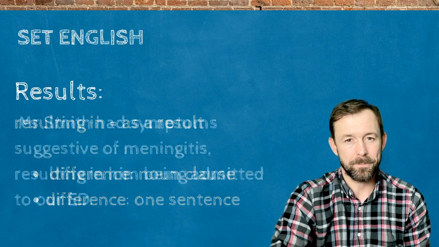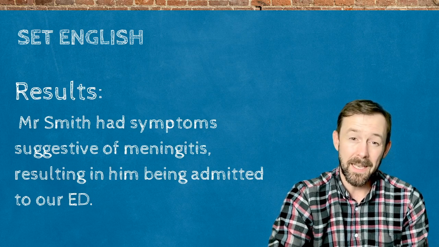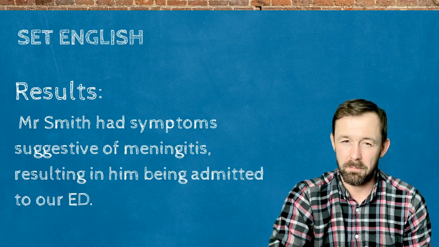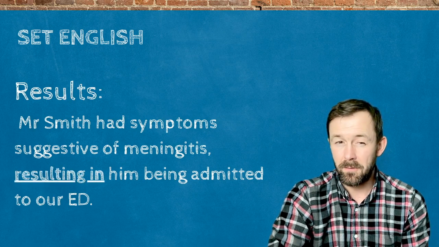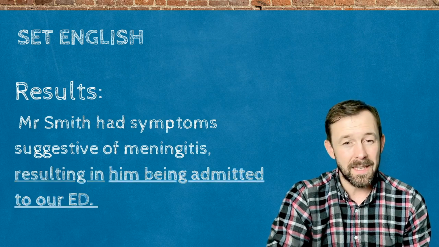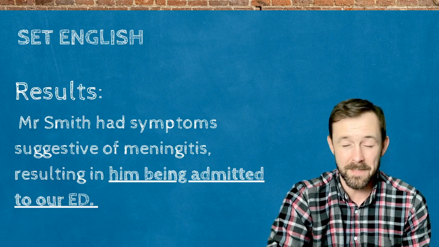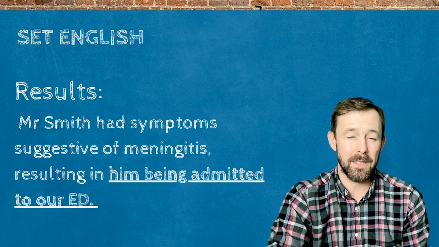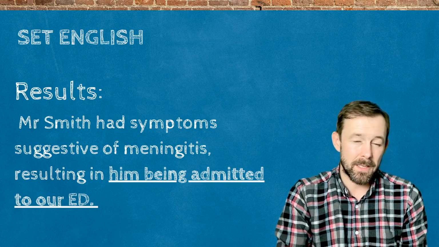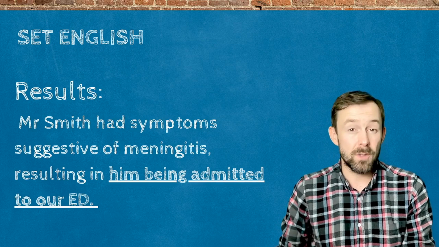So here's an example. Mr. Smith had symptoms suggestive of meningitis, resulting in him being admitted to our ED. So we've got resulting in here. There it is. It's introducing a result, but that result is in a noun form. Being admitted is something that they call a passive gerund. So it is technically a noun. So what we can see here is that as a result of introduces causes, resulting in introduces results.